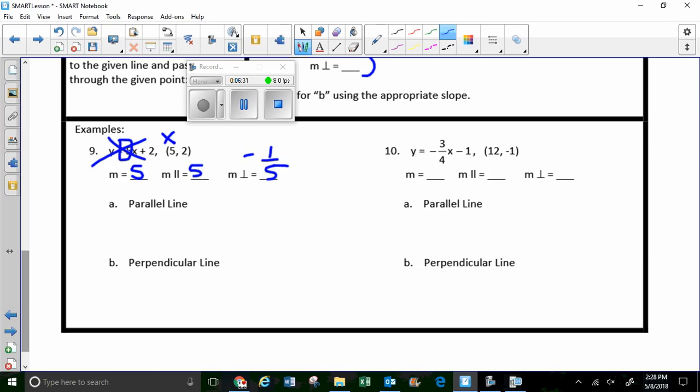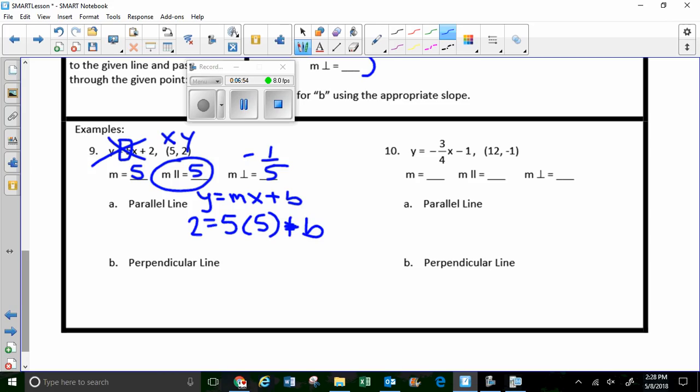This is the point I'm using, so x comma y. For the parallel line, I'm going to start with y equals mx plus b. And the x and y I'm using is 5, 2, so I'm going to replace y with 2. But for m, I'm going to use the parallel m. So 5, and then replace x with 5 also, plus b. And solve for b. We spent some time on this last class as well. So subtract 10 on both sides, and we'll get b equals -8.